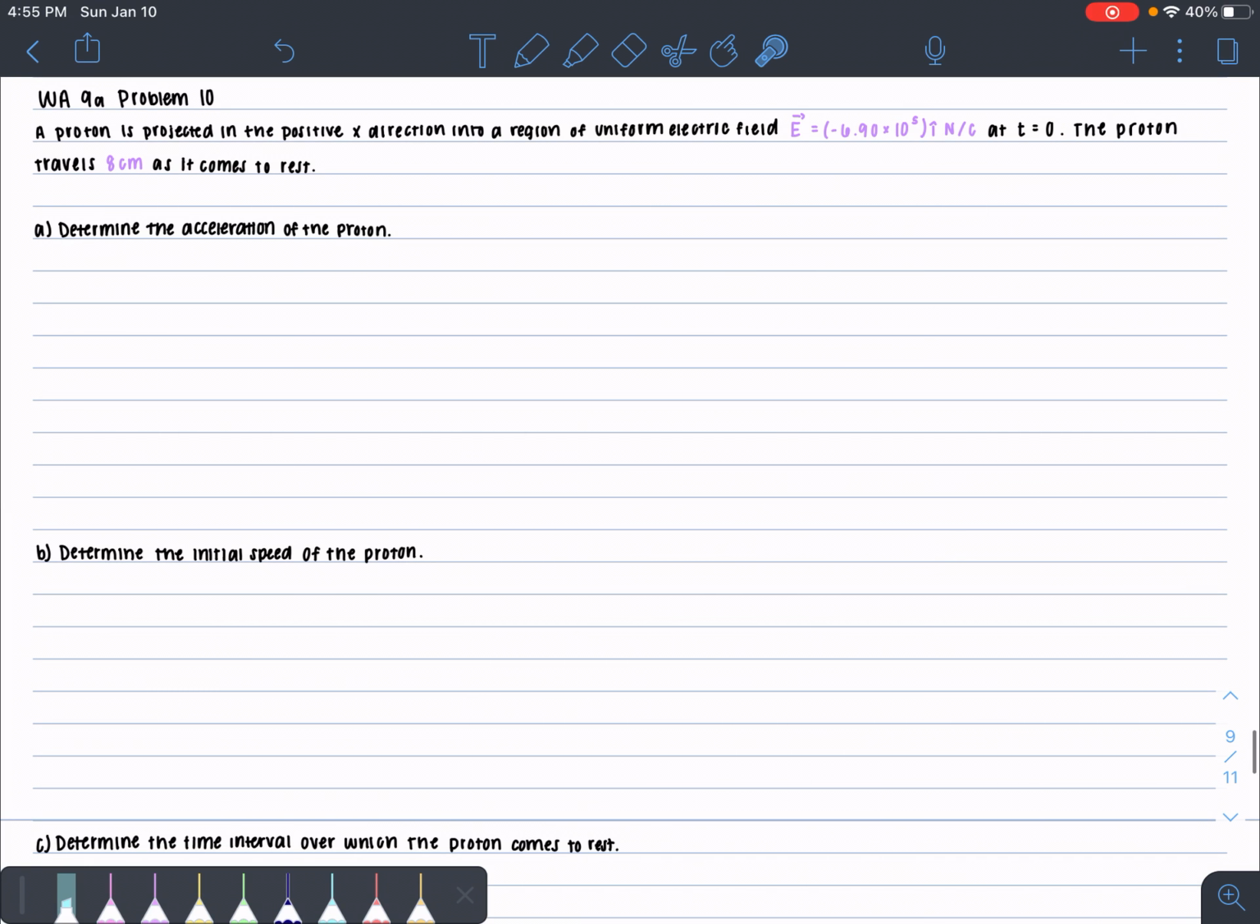So for WebAssign 9a problem 10, it says a proton is projected in the positive x direction into a region of uniform electric field E equal to negative 6.9 times 10 to the fifth newtons per coulomb at t equals 0. The proton travels 8 centimeters as it comes to rest.